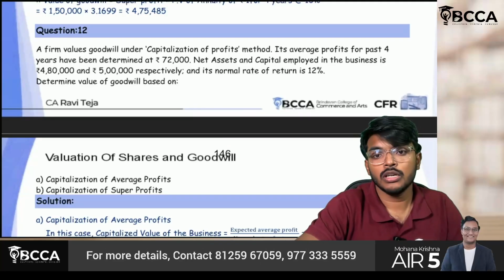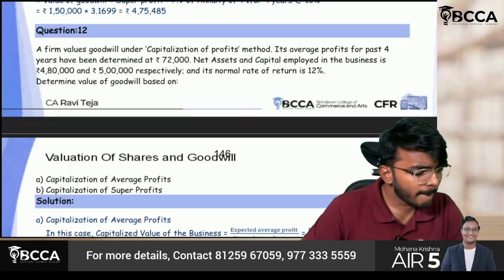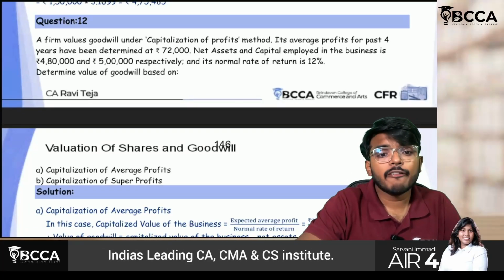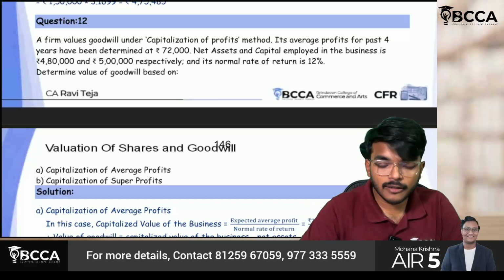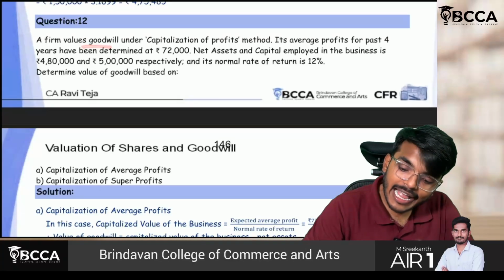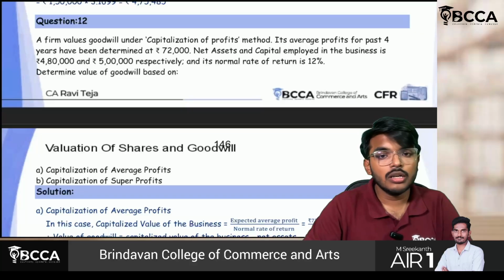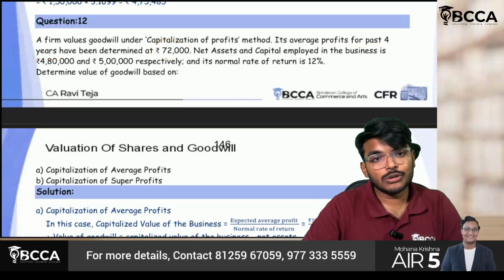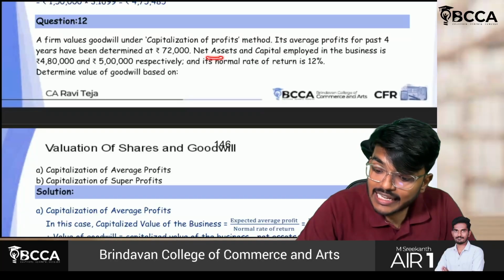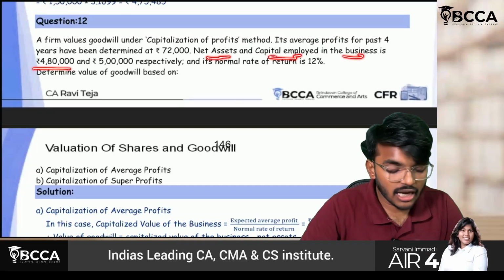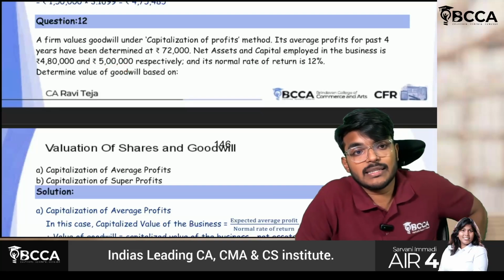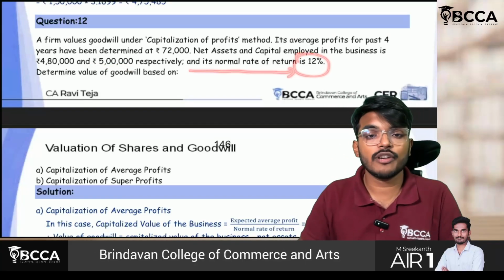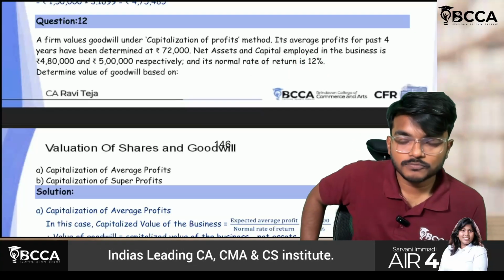Yes, sir. Now let us take this question number 12. Guys, in this question they are trying to say that if a firm values goodwill under capitalization of profits method, its average profits for the past 4 years have been determined at 72,000 rupees. They are saying net assets and capital employed in the business are 4,80,000 and 5 lakh rupees respectively. And they are saying its normal rate of return is 12 percent.